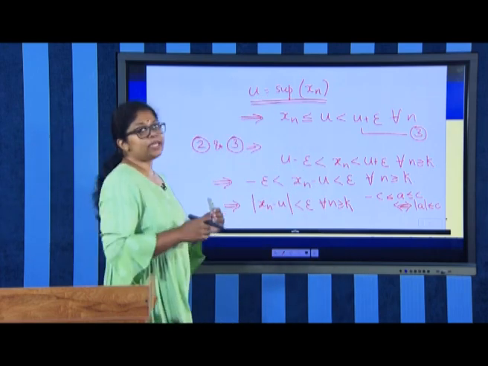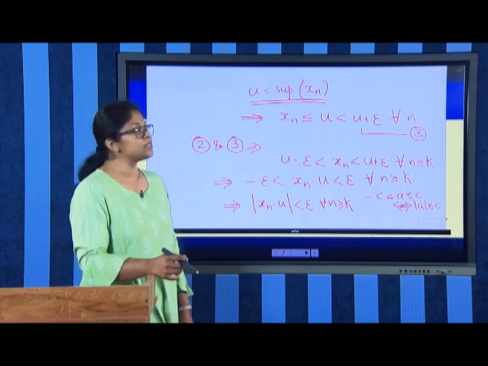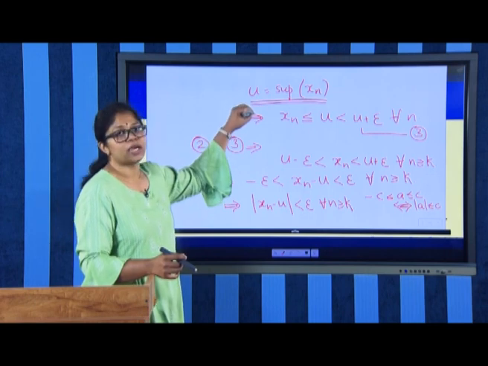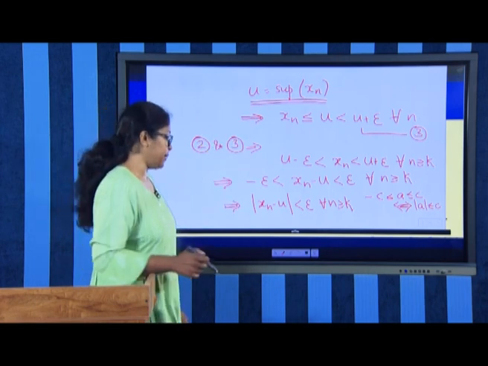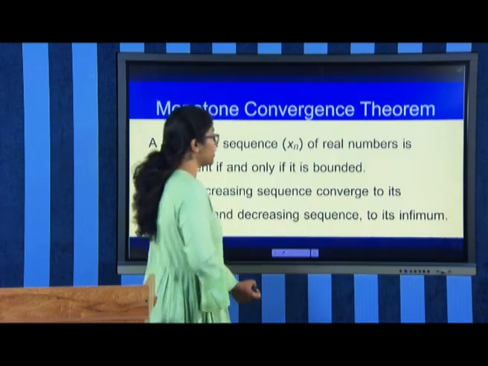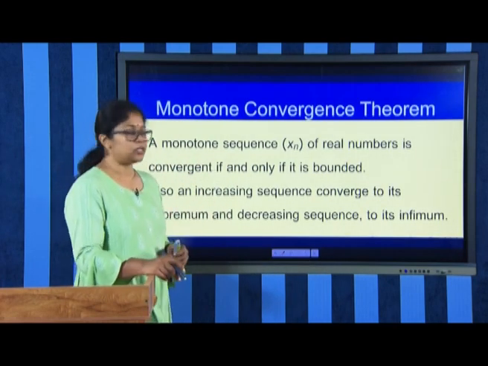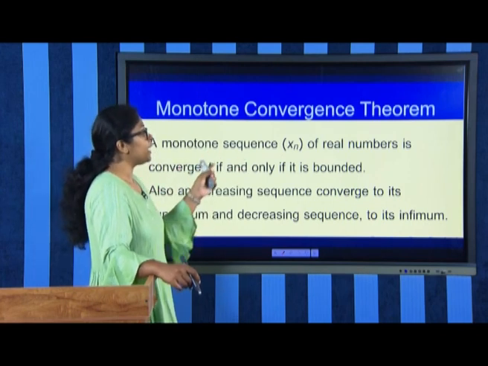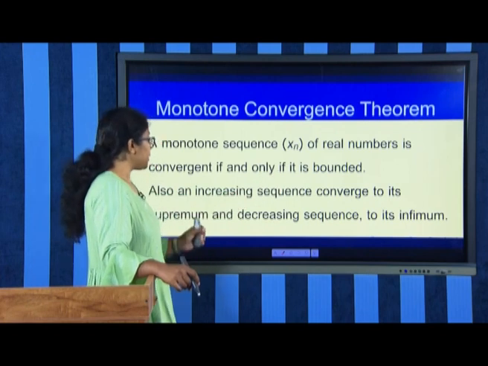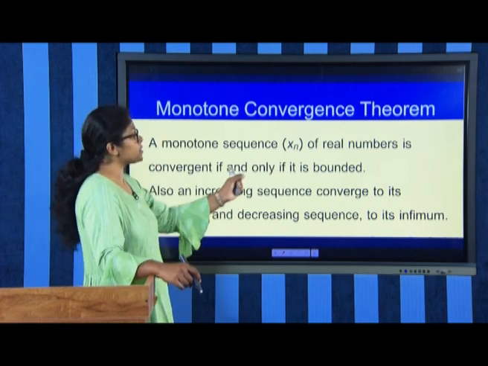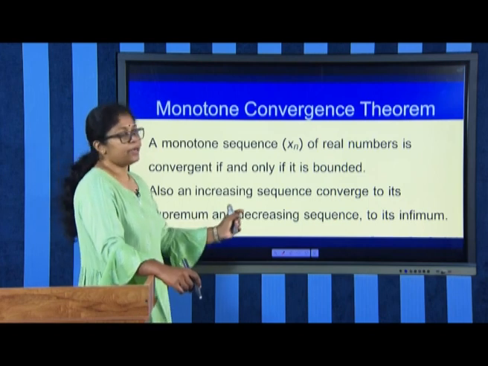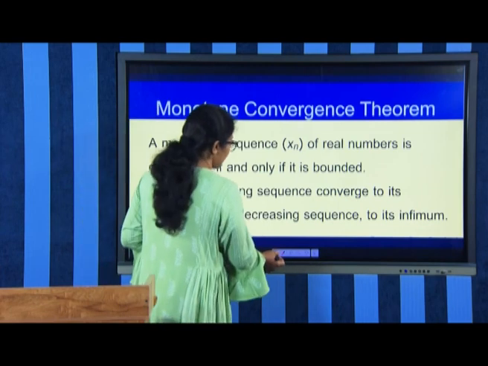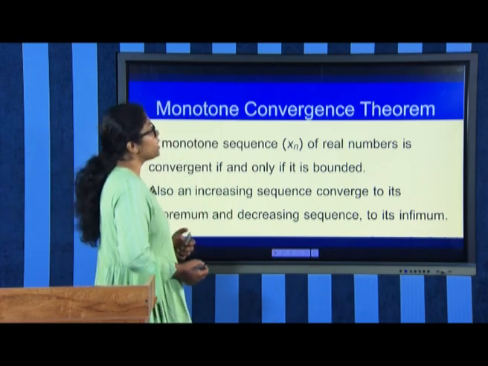Similarly, if we take a monotonic decreasing sequence, we can show in a similar pattern that this sequence converges to the infimum as well. That is exactly what we required to prove in the monotone convergence theorem. A monotone sequence xn of real numbers is convergent if and only if it is bounded, and an increasing sequence converges to its supremum and a decreasing sequence to its infimum. So, that is the proof of the monotone convergence theorem.